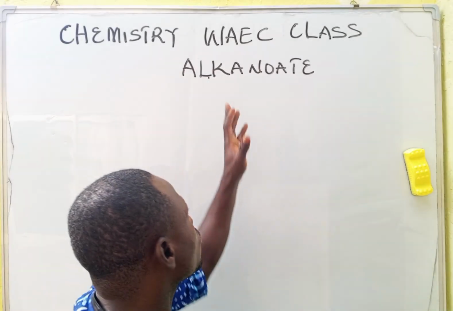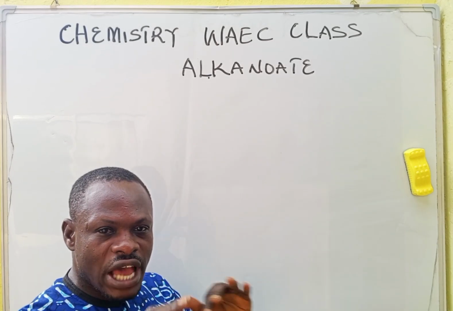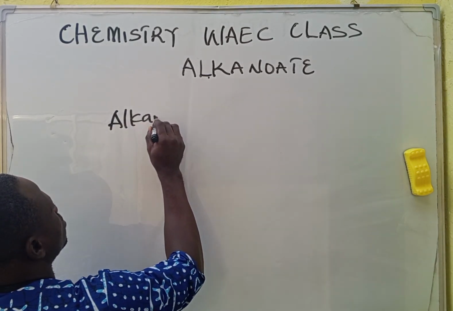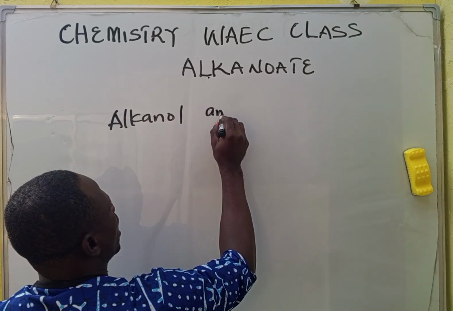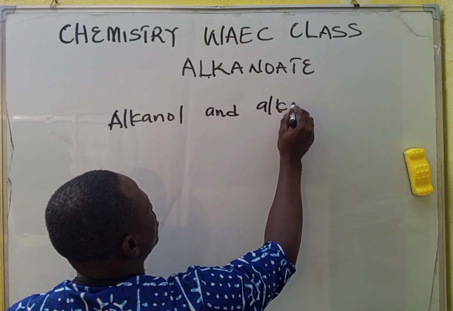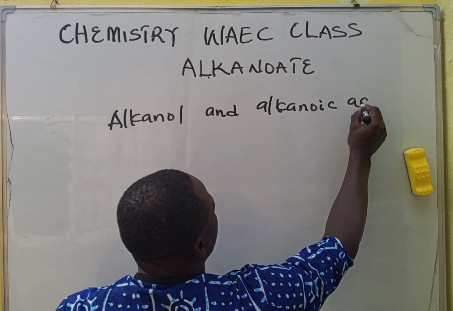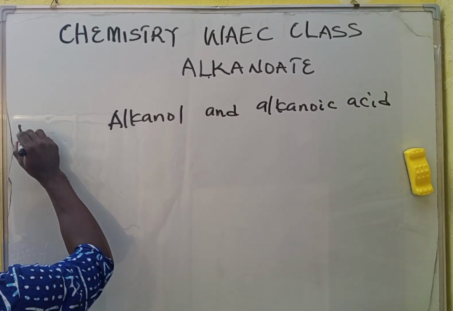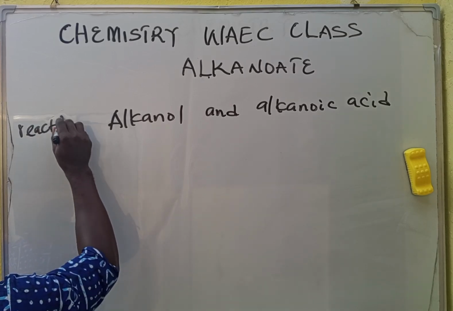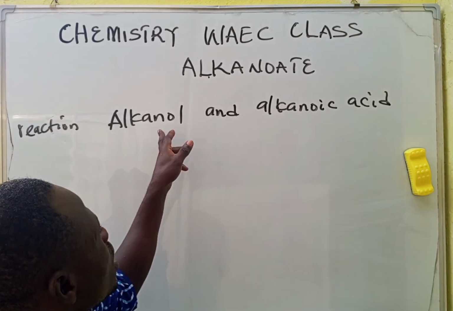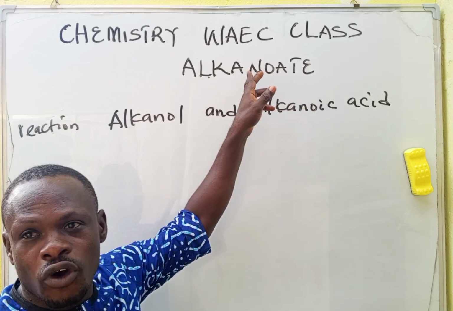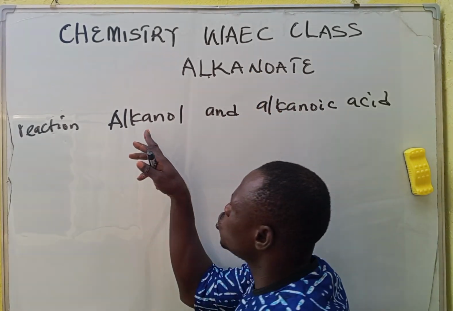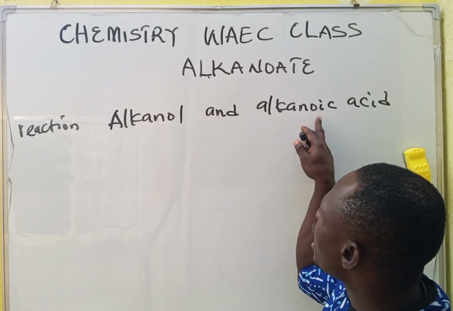When we talk about alkanoate, we are talking about the reaction between alkanol and alkanoic acid. The reaction between alkanol and alkanoic acid forms what we call alkanoate. Are you following? Alkanoate is the reaction between what? Alkanol and what? Alkanoic acid.